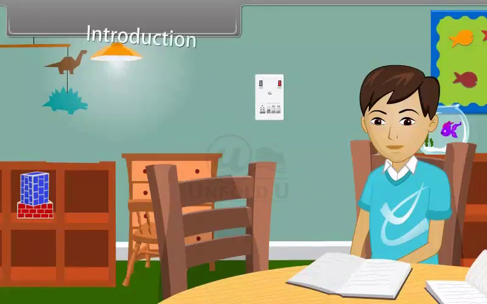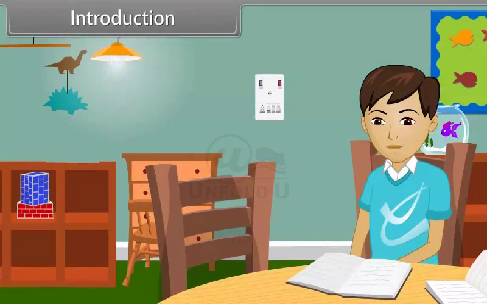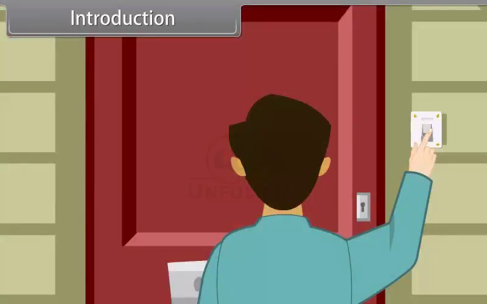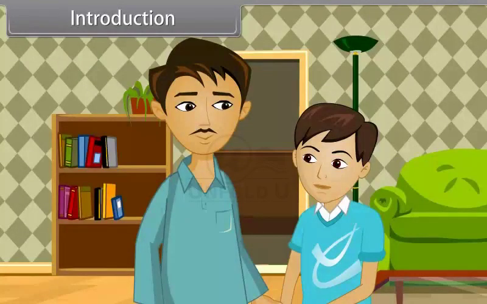Introduction. Today, Ravi is alone at home. He is doing his study. Suddenly, the doorbell rings. He opens the door and greets his father with a smile. Ravi asked his father how the doorbell works.